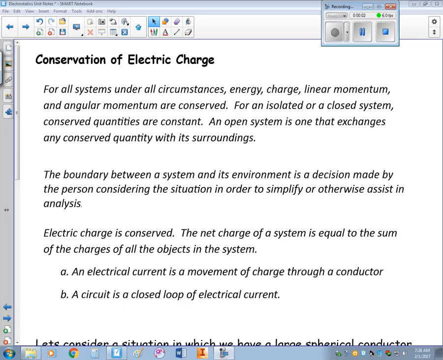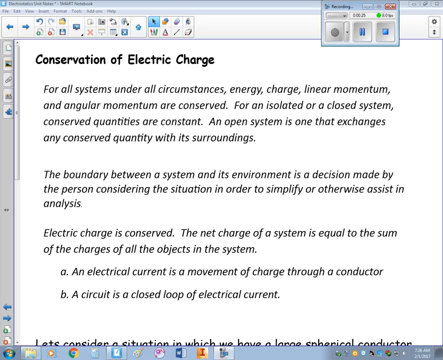This is video 2 for the electrostatics unit. In this one, we're going to begin by talking about conservation of electric charge. Now, we've talked about conservation laws before. We've had conservation of energy, we'd had conservation of momentum. Now we have conservation of charge. So for all systems, under all circumstances, energy, charge, linear momentum, and angular momentum are conserved.